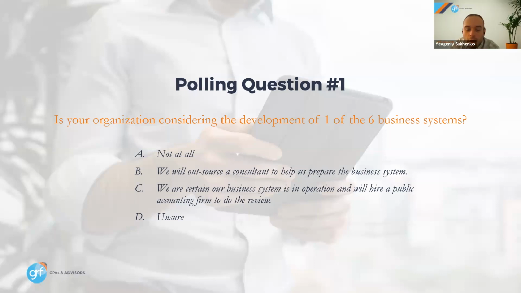Thanks, Steve. So we reached our first polling question, and our question is: is your organization considering the development of one of the 6 business systems? A, for not at all. B, for we will outsource a consultant to help us prepare the business system. Answer C, for we are certain our business system is in operation and will hire a public accounting firm to do the review. And D, for unsure. So please, everyone, take a moment to submit your answer.